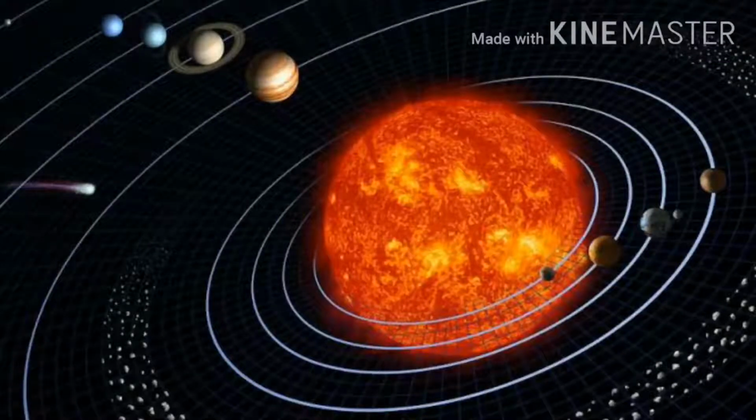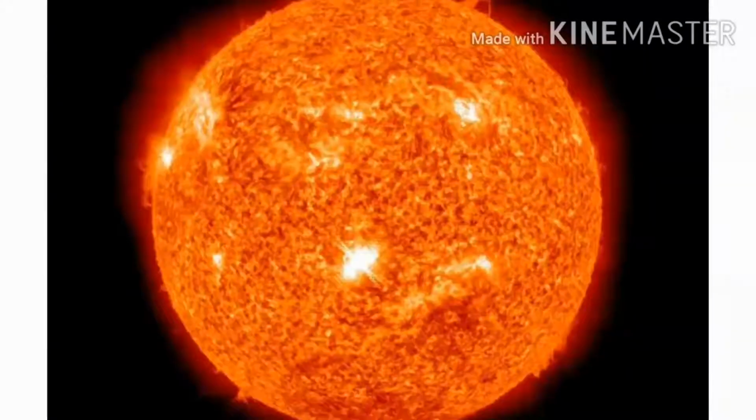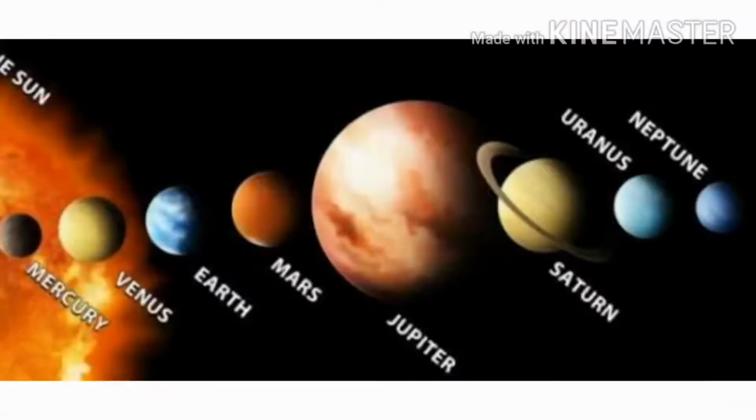Children, now tell me, which is the brightest star? Yes, that is the sun. And it is also called the huge ball of fire. Right? Yes. And children, now tell me, how many planets are there in our solar system? Yes, there are 8 planets in our solar system. Can you tell me what they are?